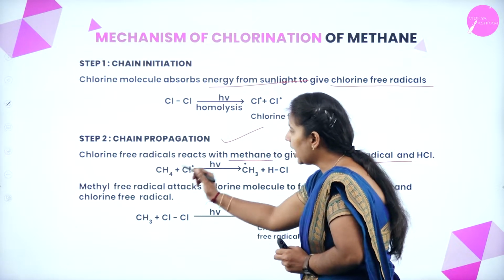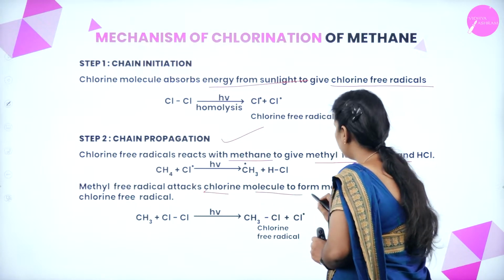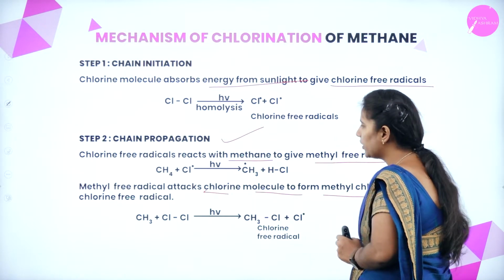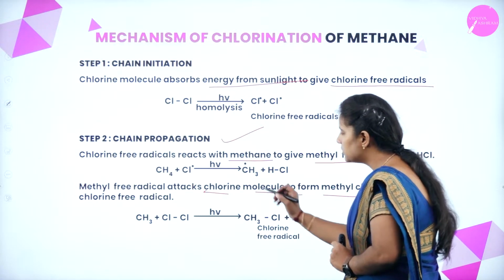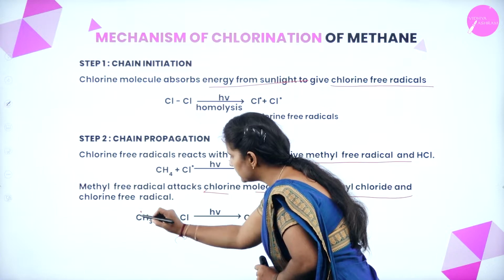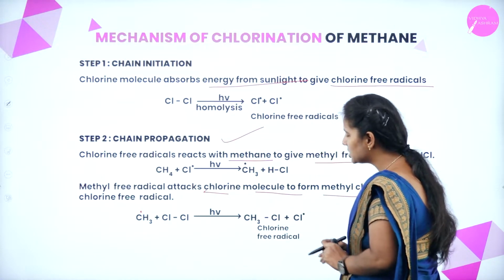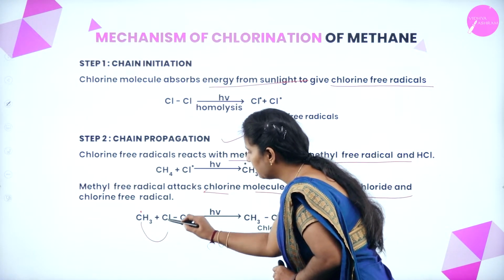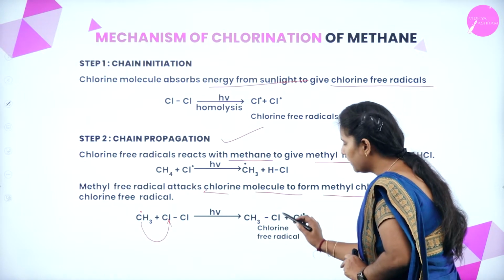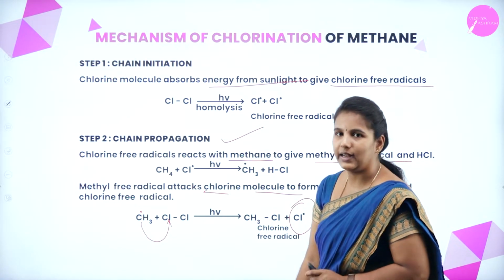This methyl free radical attacks the chlorine molecule to form methyl chloride, and chlorine free radicals are also formed. So this methyl free radical, this is my radical, is allowed to react with one more chlorine molecule in the presence of sunlight. What does it do? This methyl radical combines with the chlorine and forms chloromethane and one chlorine free radical which is also created here.